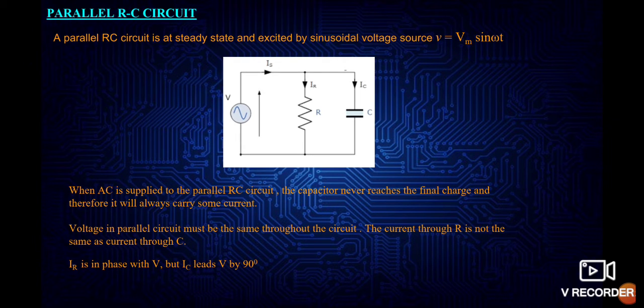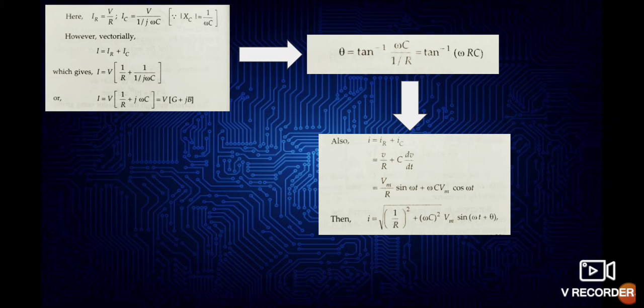Next is the parallel RC circuit. Here, the AC is applied to the parallel RC circuit, and the capacitor never reaches the final charge, and therefore it will always carry some current. The voltage in a parallel circuit must be the same throughout the circuit. The current through R is not the same as the current through C. So IR is in phase with V, but IC leads V by 90 degrees.